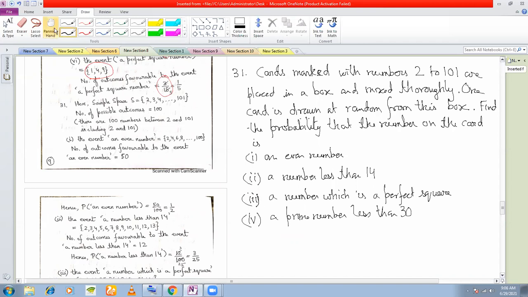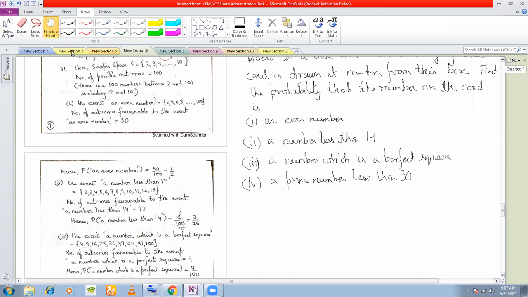Okay, so there are 4 parts to this question. If you see, cards are marked with numbers 2 to 101. So clearly here, the sample space S is either the card marked with 2 or 3 or 4 up till 101. So the total number of possible outcomes. Now we need to count how many numbers. Total number of possible outcomes.